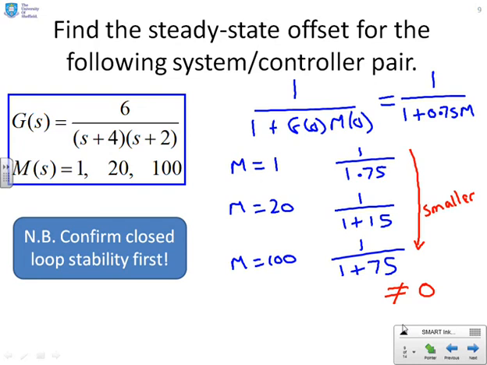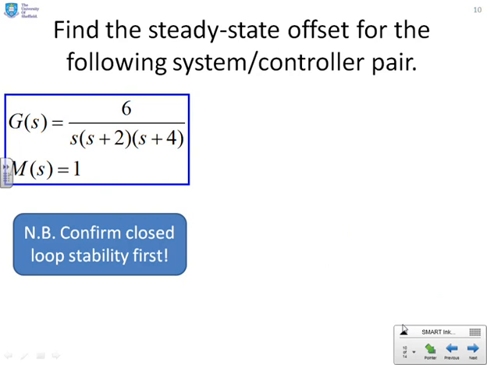Now I want you to remember this, because if you look at this G of S, we're going to use the same G of S, or nearly the same G of S, in the next couple of slides. But the key point here is I've increased M, I've made it bigger and bigger and bigger, but still I get an offset. But as I increase M, the offset has got smaller.